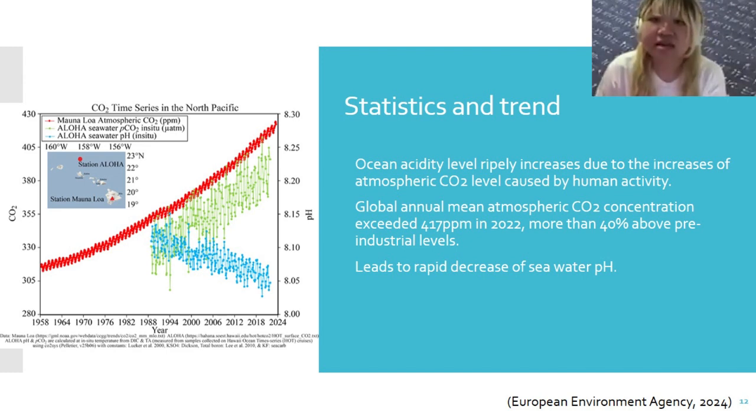And according to data from Station Aloha in the North Pacific, the global annual mean atmospheric CO2 concentration exceeded 417 ppm in 2022, which is more than 40% above the pre-industrial levels, which refer to global atmospheric conditions, particularly concerning greenhouse gas concentrations and global temperatures that existed before the widespread impacts of industrialization. And the increase of atmospheric CO2 leads to a rapid decrease of seawater pH level.